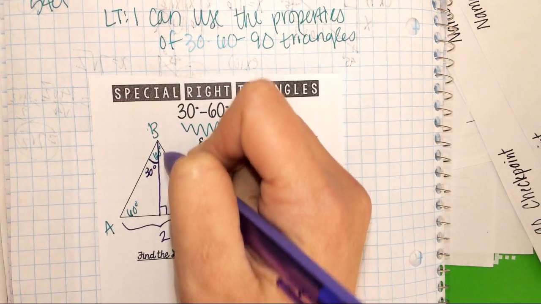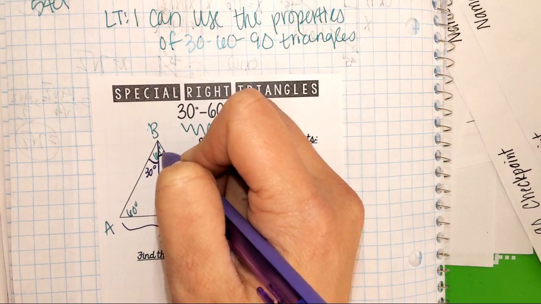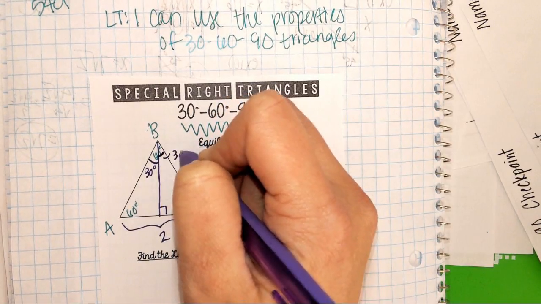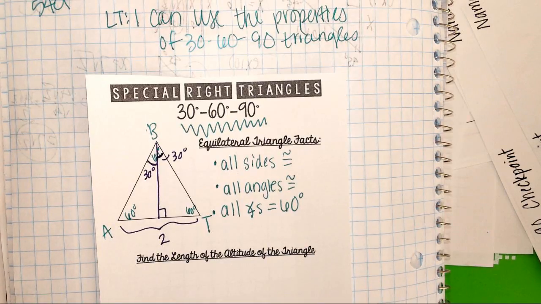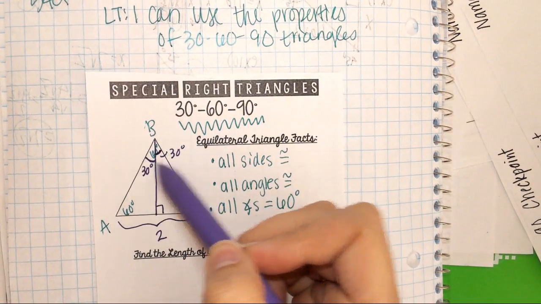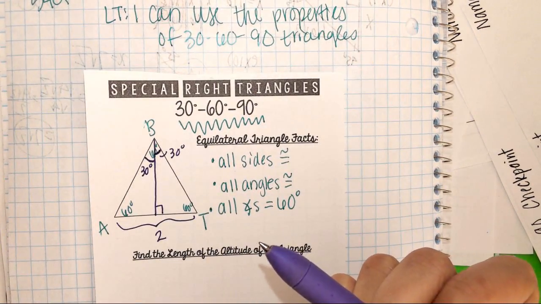So if it cuts 60 degrees in half, what is the angle ABZ going to be? 30. And what is TBZ going to be? 30. Because I want to show that the two angles are congruent.